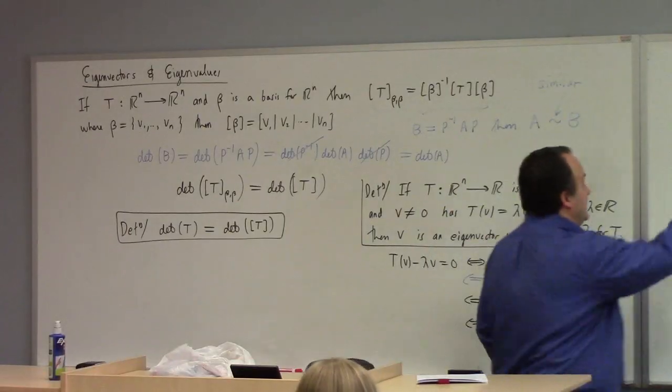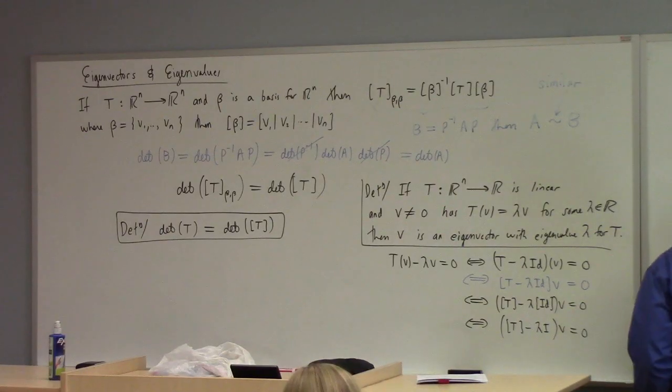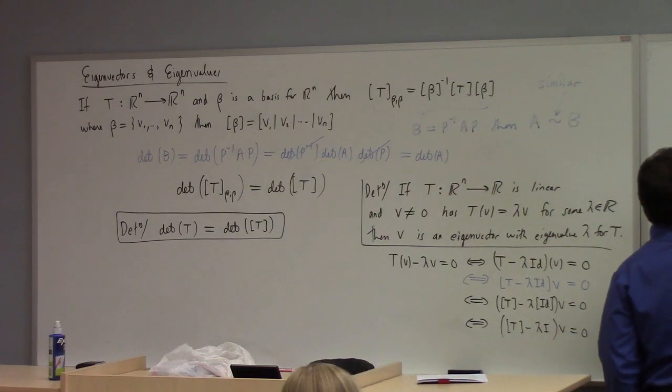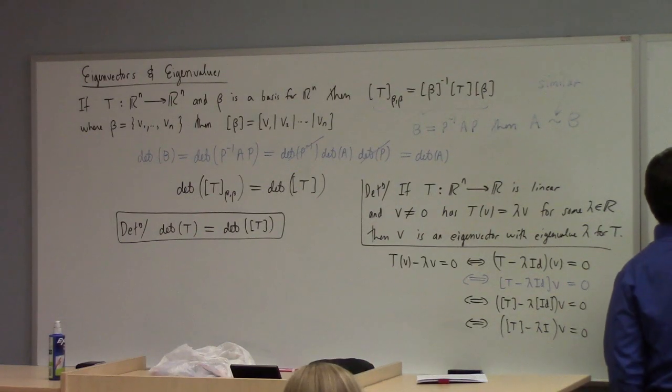In other words, I have the following somewhat silly theorem. V is an eigenvector for T going from Rn to Rn if and only if V is an eigenvector for the standard matrix of T, which of course is an n by n matrix, right? And just to be more clear, with the same eigenvalue, right?